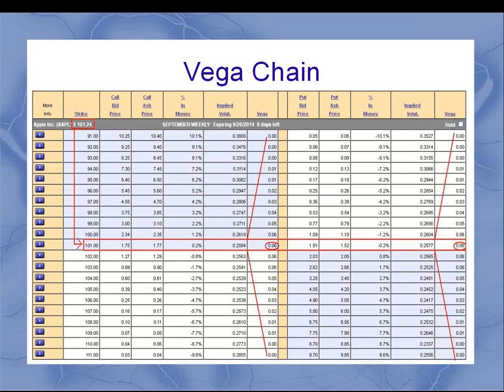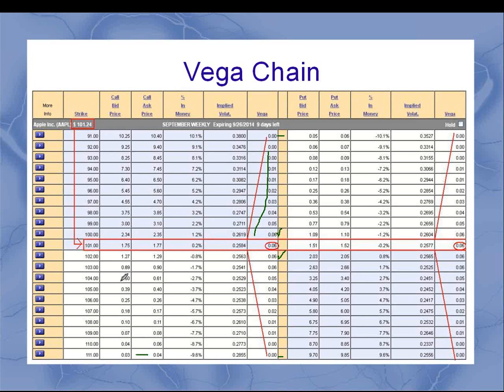You know, we see a change in the 100 strike of 6 cents for our call, the 102 at 6 cents, and so forth. But as we go deeper in the money with our calls, we see the Vega value get closer to 0. And as we go further out of the money, change in implied volatility won't really affect the option price, especially if the stock doesn't move.